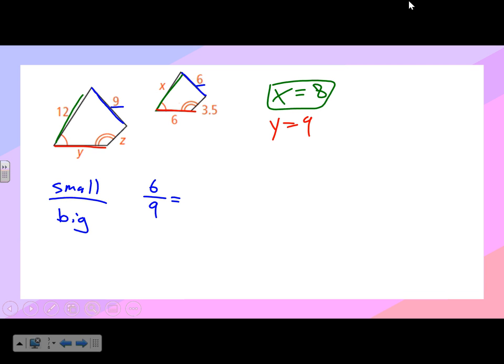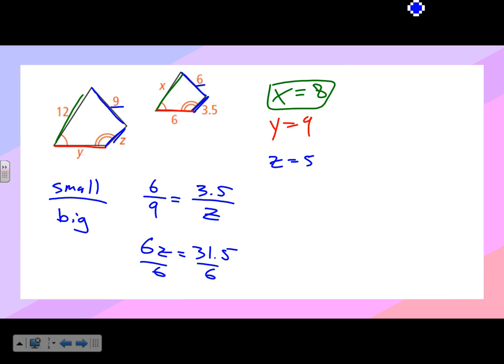And now to solve for z, z is this little section. So the small one on top, the big one on bottom is z. So 6z is equal to 9 times 3.5, which is 31.5. You divide both of those by 6, you get 5.25. If you get decimals or fractions, I would leave them as decimals and round to 2 decimal places. Make sure you're rounding to 2 decimal places, please.